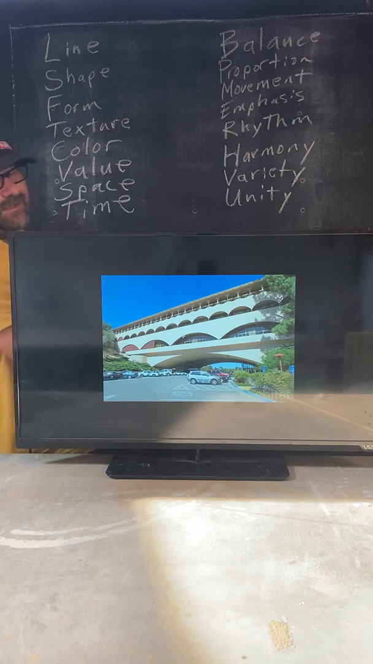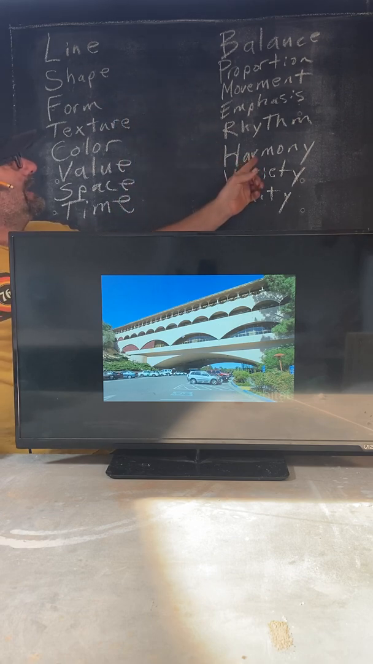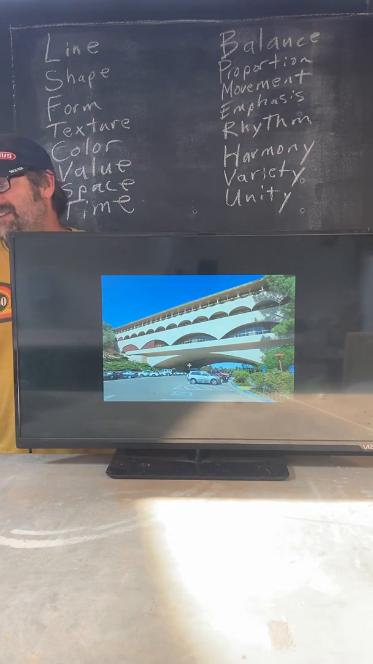Also, you can see that those archways, some are light, some are dark, so values are involved. How does that repetition, how do those shapes act harmoniously with one another? They're all related because they're from a circle. They're parts of a circle.